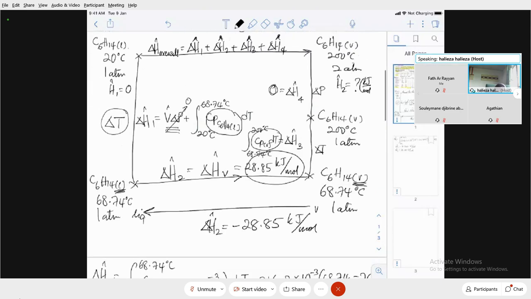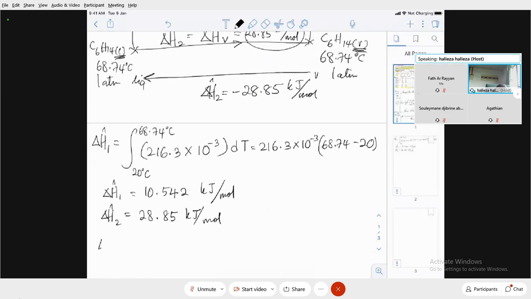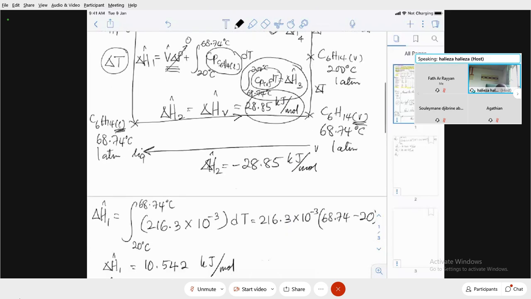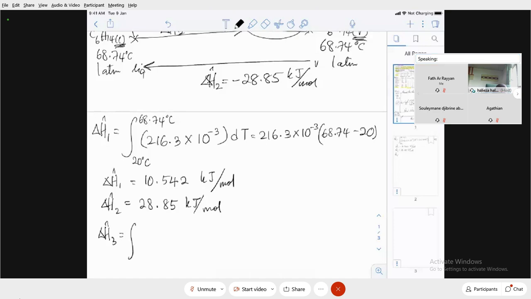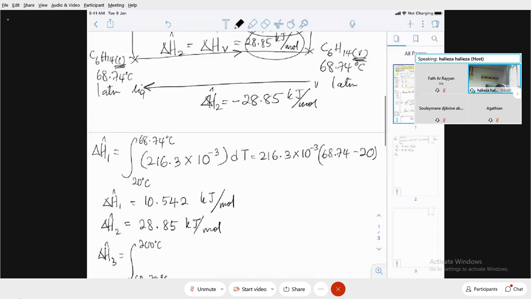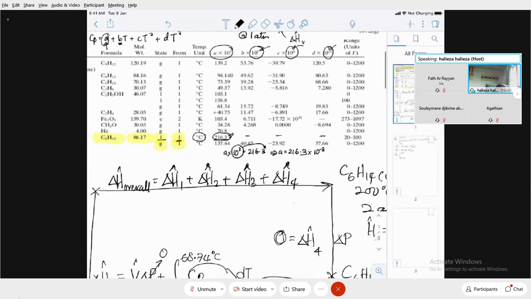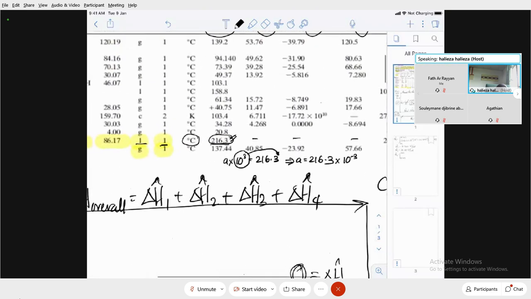The change in enthalpy is that which is the integration. We already said that it should be integrated for the vapor from 68.74 degrees C to 200 degrees C. Now we're going to integrate it for vapor. So let's look at the table again. We're going to use gas.